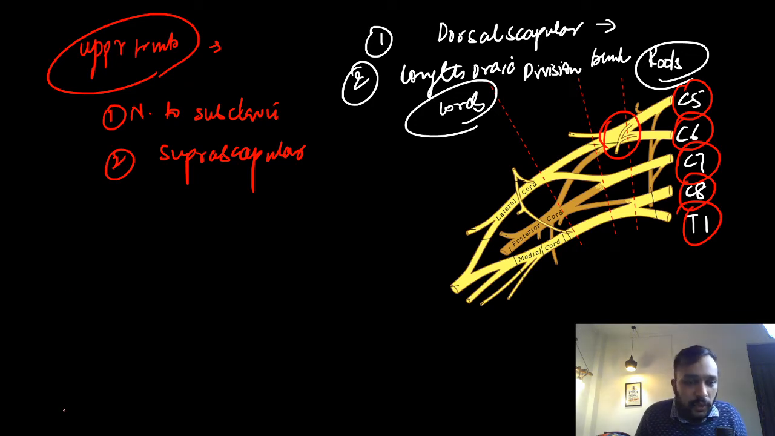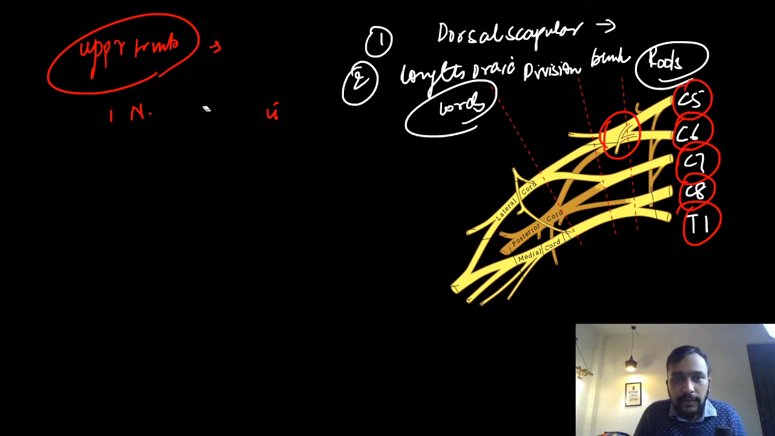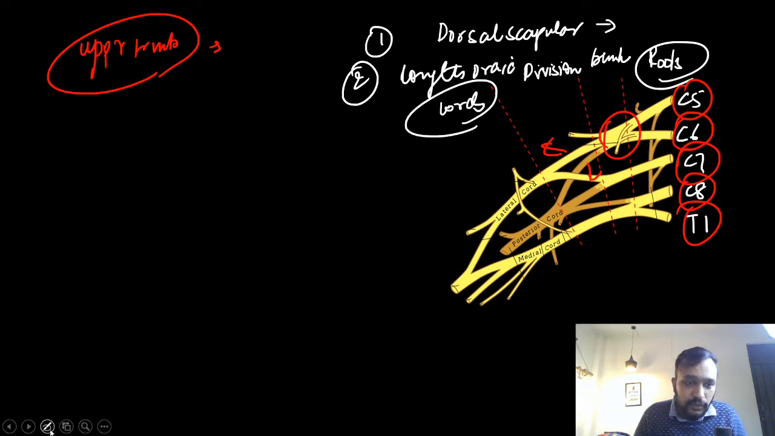So talking about the divisions. Okay, so we should know that each trunk is going to give two divisions. One is your anterior division and the other is your posterior division. So the anterior divisions of the upper and middle trunk will join to form lateral cord.